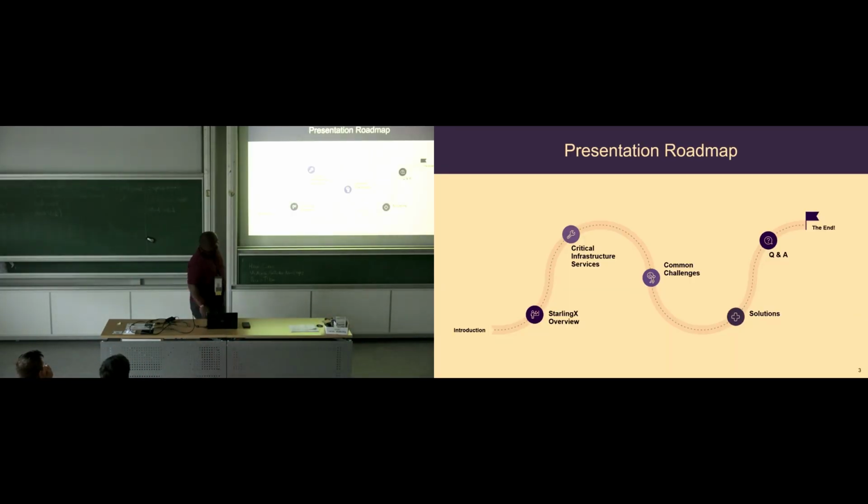So this is a roadmap of what I'll be talking about today. I'll start off by giving an overview of the StarlingX project, and then I'll talk a little bit about critical infrastructure services or platform services. And then finally, I'll discuss a few of the common challenges that we faced, and then we'll cover some solutions that we've addressed, and then I'll finish it off with a QA.